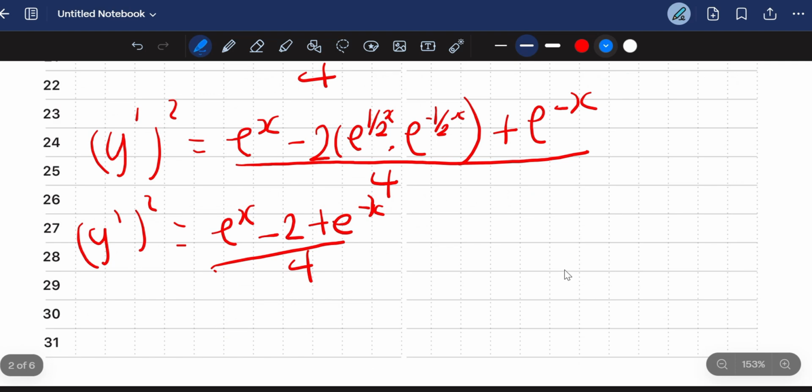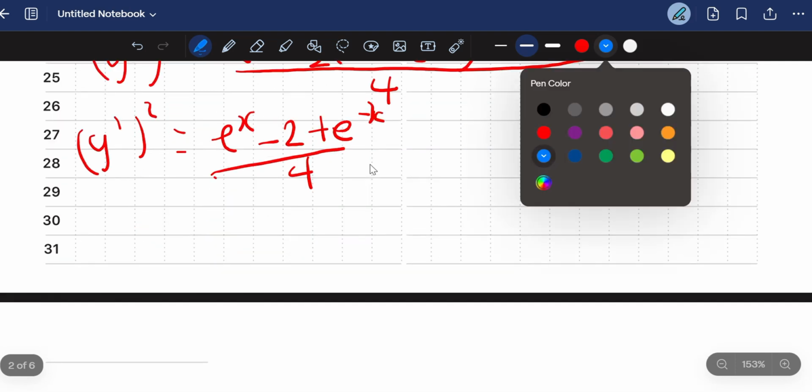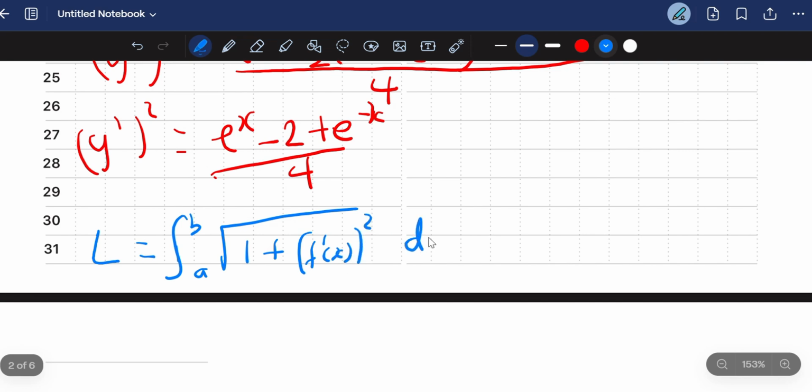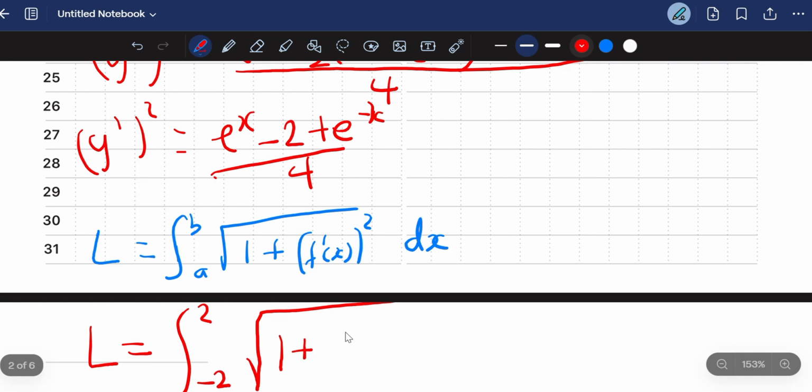So just for a quick reminder one more time, remember that our formula was L equals the integral from a to b of the root of 1 plus f prime of x all squared dx. So when we impute that, we're going to have that L equals the integral, our range was from negative 2 to 2, of the square root of 1 plus the function e to the power of x minus 2 plus e to the power of negative x all over 4 dx.